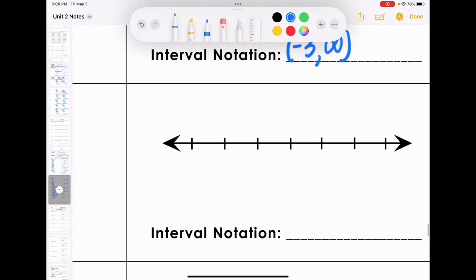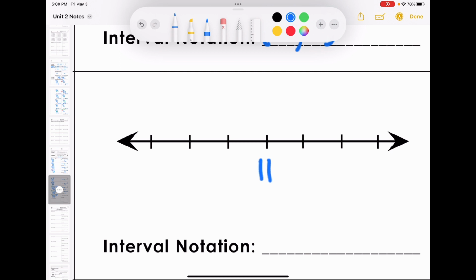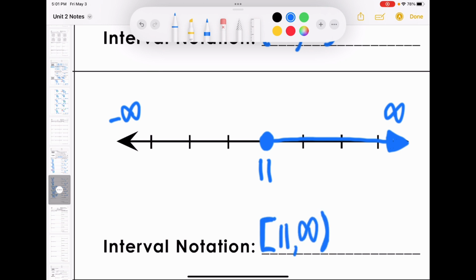Now I'm going to put that on my number line. I'm going to put 11 in the middle with a closed circle because it's greater than or equal to, and I'm going to shade to the right. Remember, if the arrow is pointing to the right, it's positive infinity. If it's pointing to the left, it's negative infinity. So my interval notation, I'm going to have a bracket because it's a closed circle with 11, then positive infinity with a parentheses.